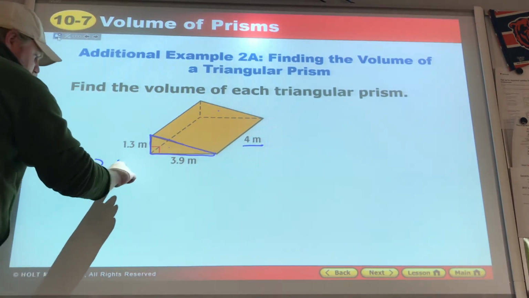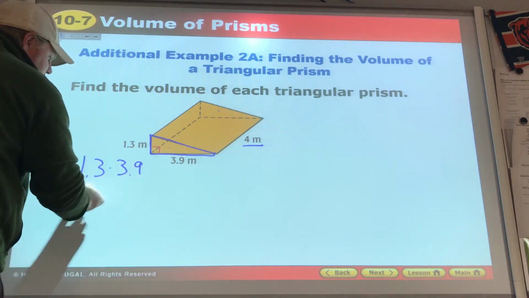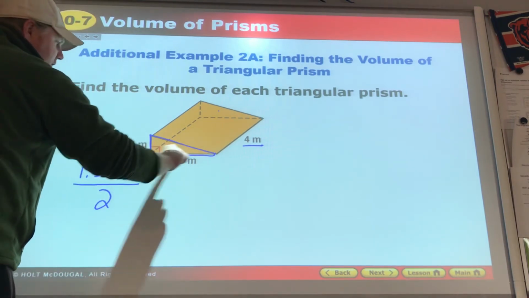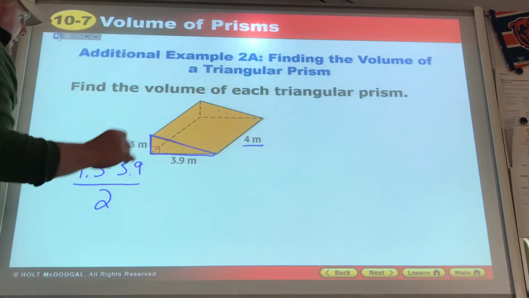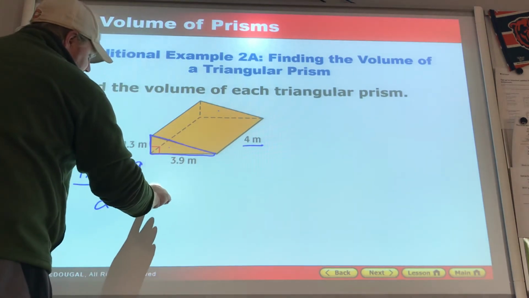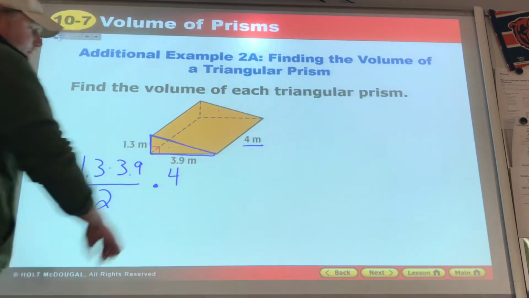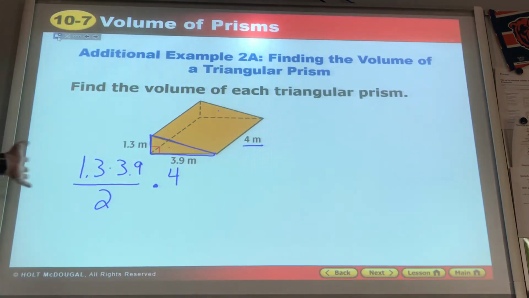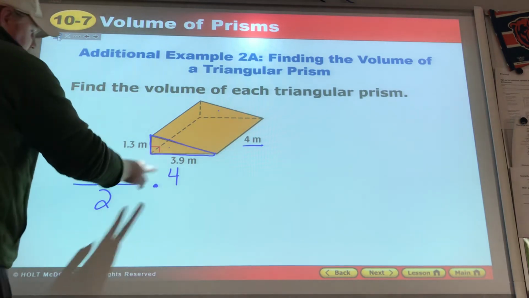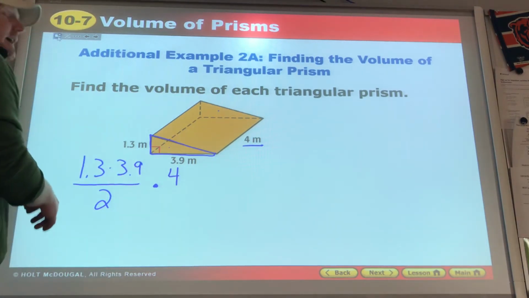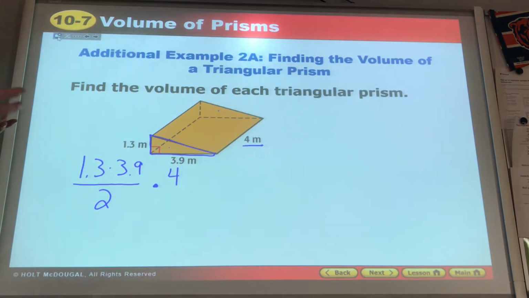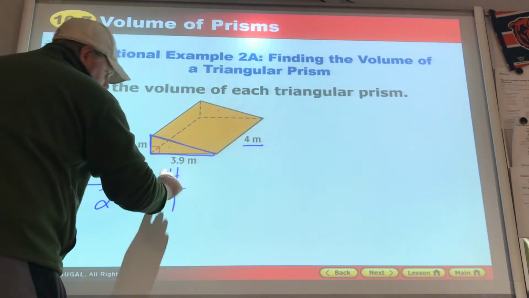So, 1.3 times 3.9 divided by 2. That gets me the area of the triangle, which is the base. And then you take all that times 4. When you do that, you will have your answer. It is okay to cross out first before you multiply. That's fine. You can reduce.